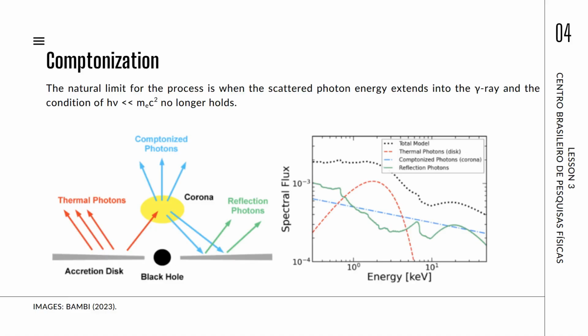And of course, there's a natural limit for this process, which is when the energy of the photon is comparable to the rest energy of the electron. At this regime, we no longer have the scatterings, and then the process is damped.